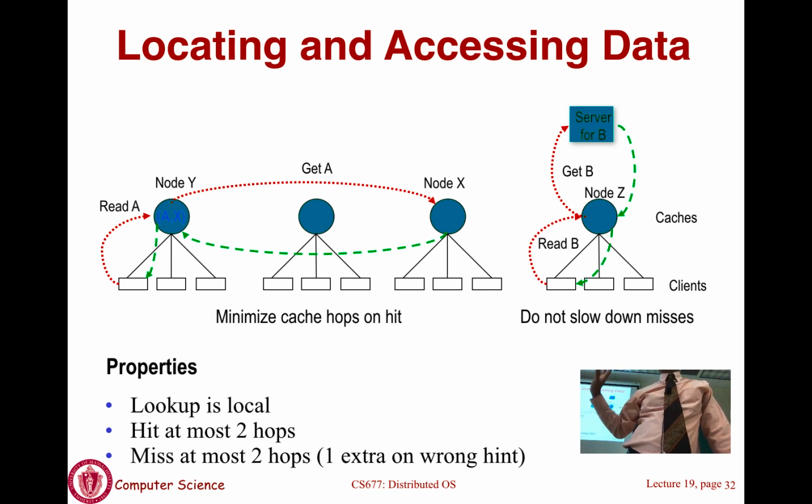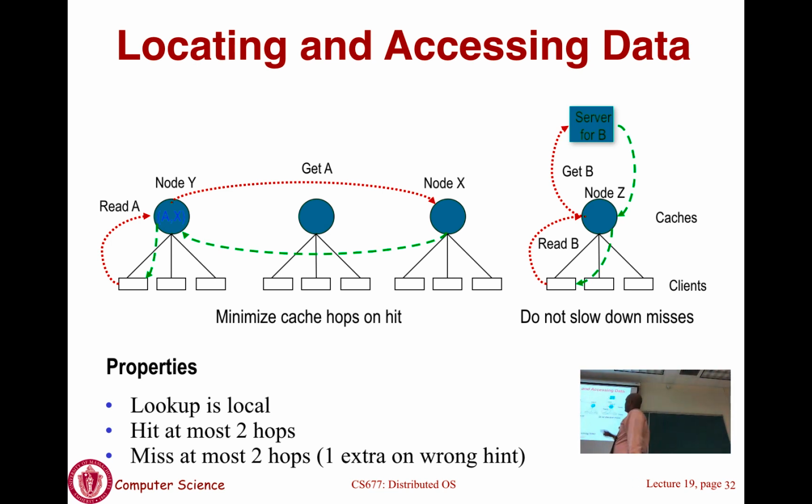Okay, so you have to keep that table consistent, but it doesn't have to be super consistent, because even if you make mistakes, that's not bad. That is what is said here. The first thing is that all lookups are local. You don't have to ask everyone, do you have it or not? You can just check your table. Okay? A hit is at most 2 hops.